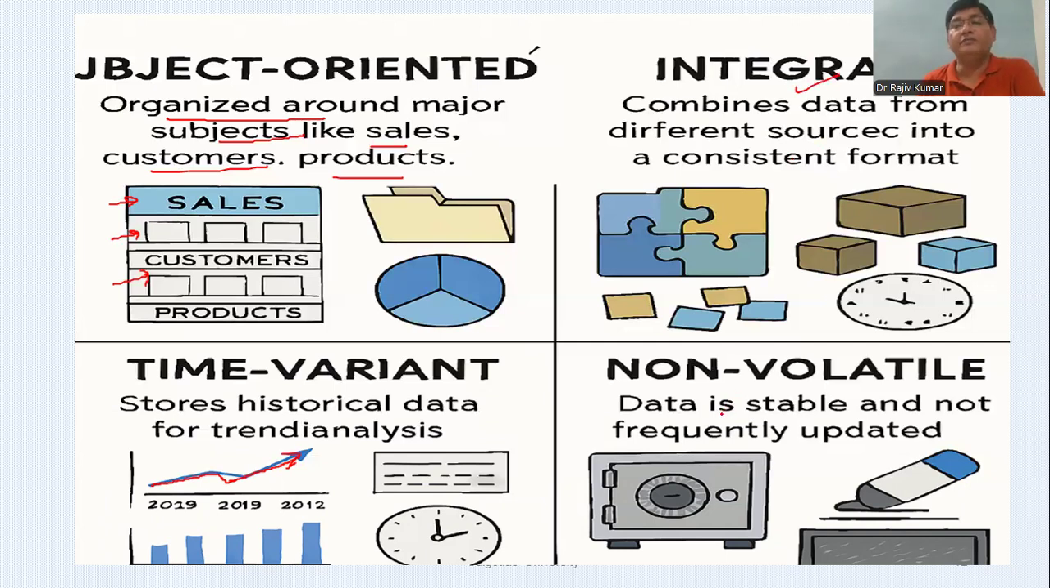Non-volatile. Non-volatile means data is stable, not frequently updated. It means you are storing data permanently so that in future you can retrieve all those data from the data warehouse. So these are the four major characteristics of data warehousing.